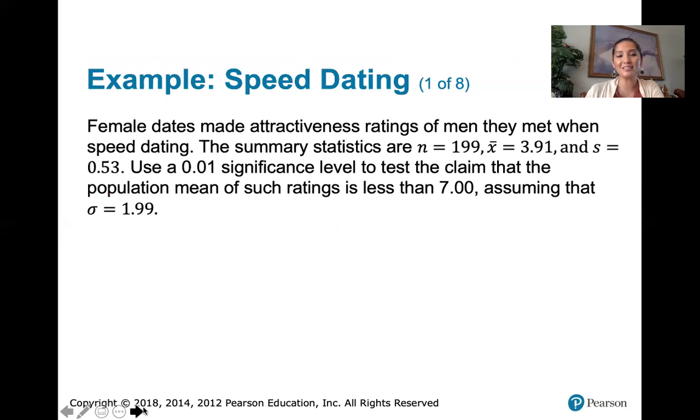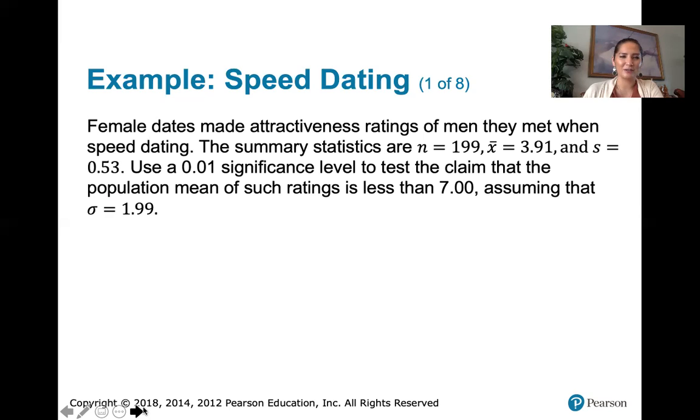Okay, so we're going to do one example. The problem statement says female dates made attractiveness ratings of men that they met when speed dating. The summary statistics are n equals 199, so there were 199 ratings. The sample mean of the attractiveness ratings of these men was 3.91. Wow. And the sample standard deviation is 0.53. So I guess these female dates did not find the men particularly attractive. I wonder if this is on a 10-point scale.